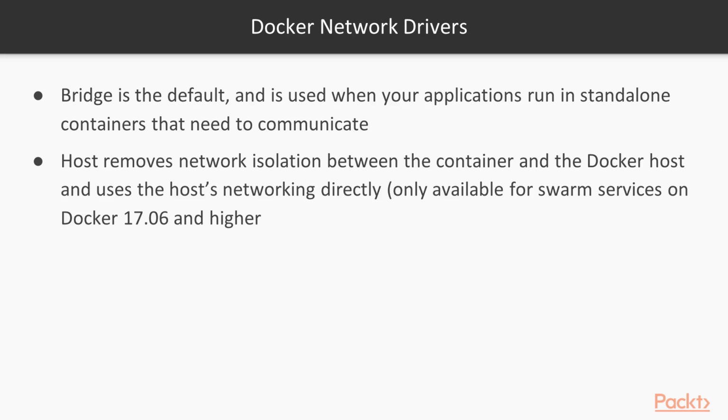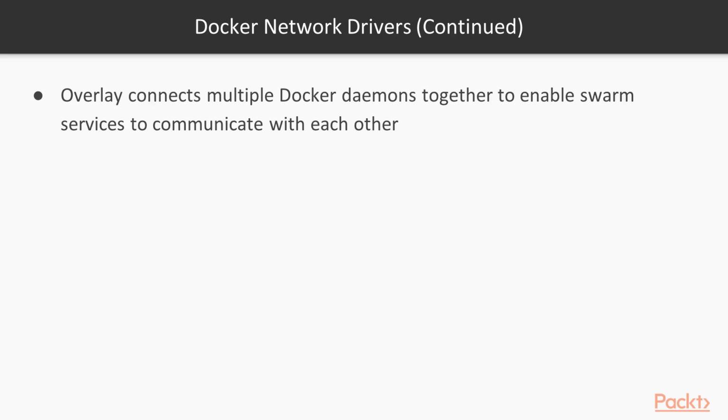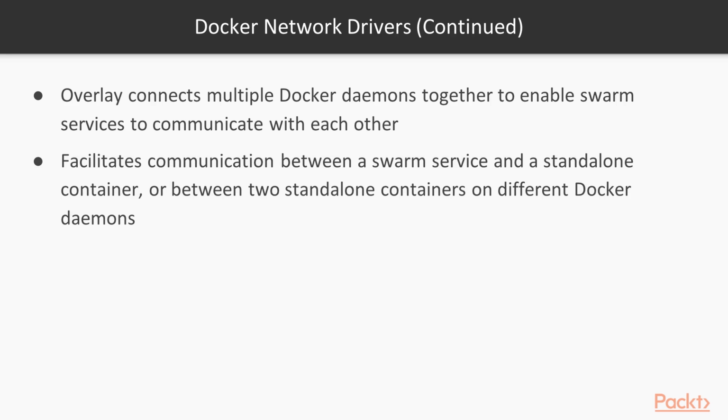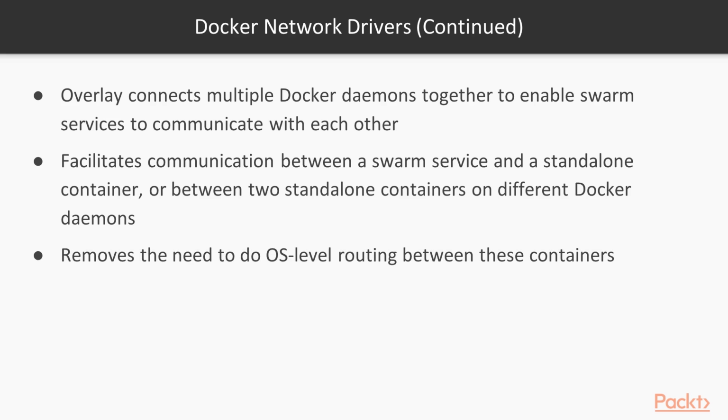Host removes network isolation between the container and the Docker host and uses the host networking directly. Another Docker network driver is overlay, which connects multiple Docker daemons together to enable swarm services to communicate with each other. Overlay facilitates communication between a swarm service and a standalone container, or between two standalone containers on different Docker daemons. It removes the need to do operating system level routing between these containers.